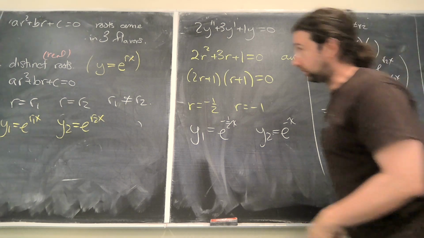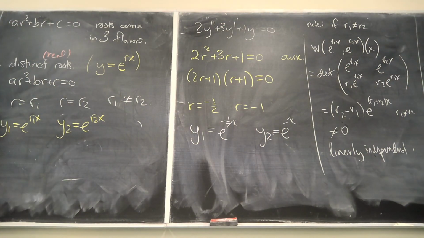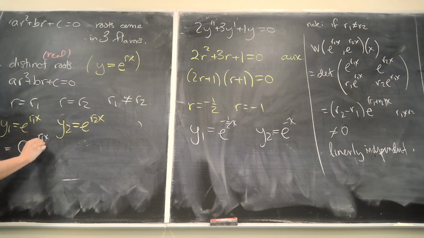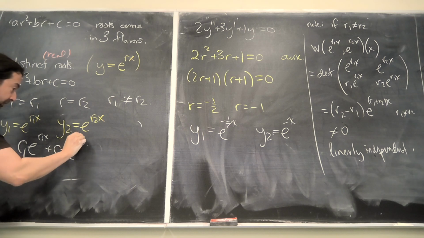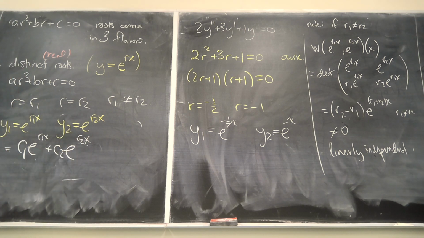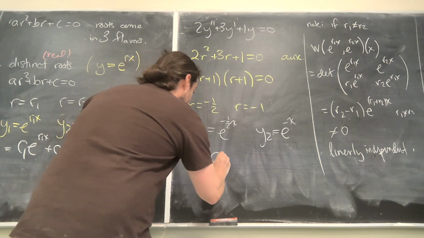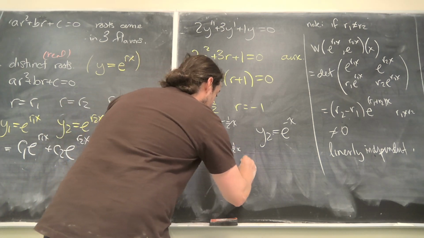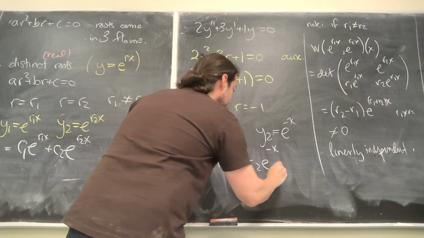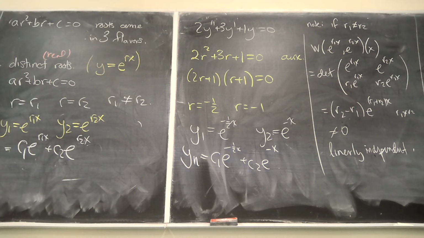And so the conclusion is the solution, y_h, the general solution to the homogeneous equation, I put in the h down here for a reason, y_h, the solution to the homogeneous equation is c1 e to the r1x plus c2 e to the r2x. Or in this case, specifically, y_h is equal to c1 e to the minus 1/2 x plus c2 e to the minus x. So the distinct root problems are the easiest.